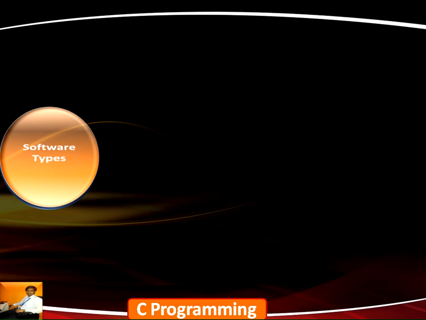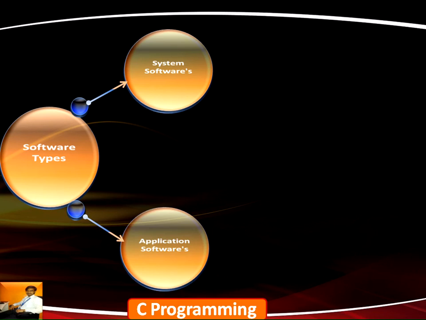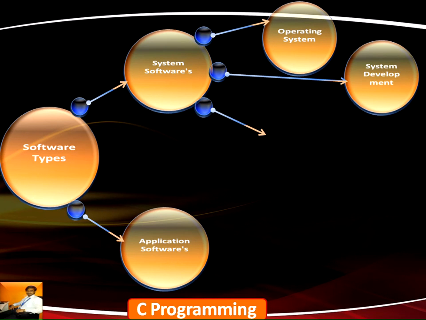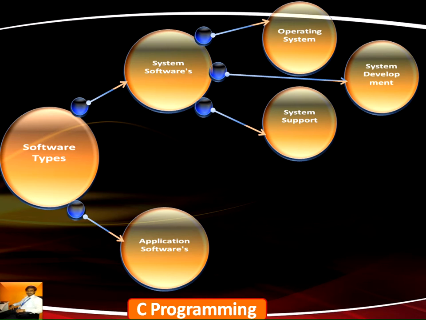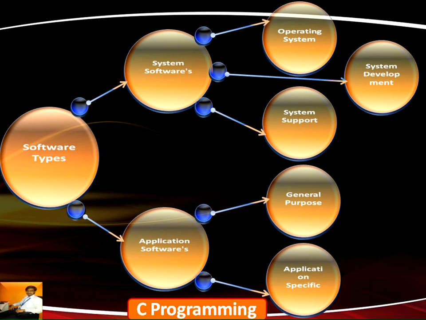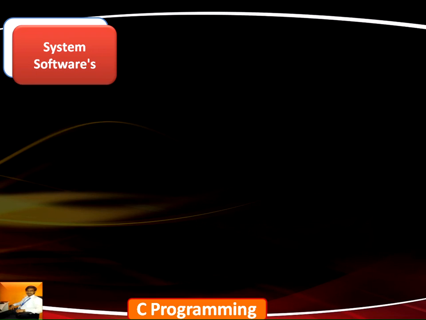Now let us know what are the different types of softwares. The software types were categorized into two subsections, that is, the system softwares and the application softwares. The system softwares were further subcategorized into three sections. Number one is the operating system, the system development softwares, and the system support softwares. And the application softwares were categorized into two subsections. Number one is the general purpose softwares and application specific softwares. Let us look into each of them in much more detail.